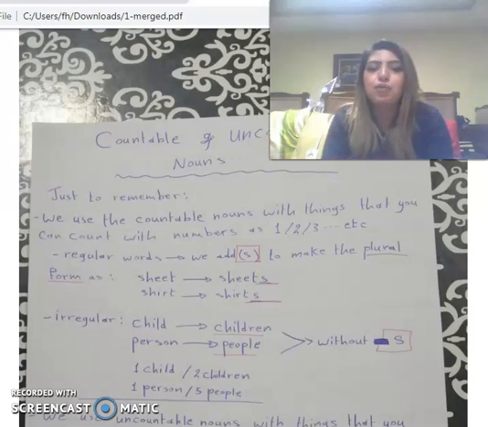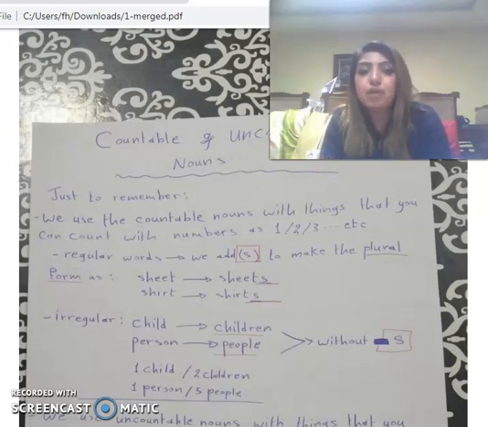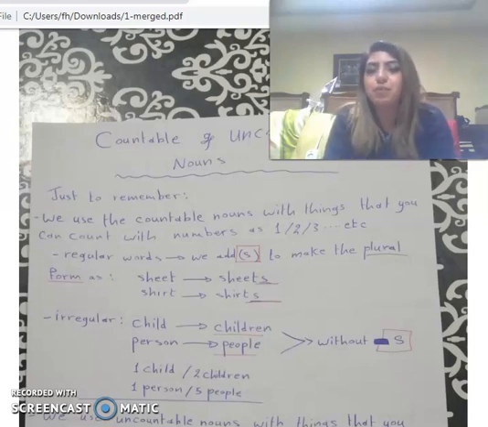Example 2, we have the word person. You can't say persons or 2 persons. No. So it's 1 person, and the plural of person is people. So you have to say 1 person, 2 people, 3 people, 5 people, etc. without an S.